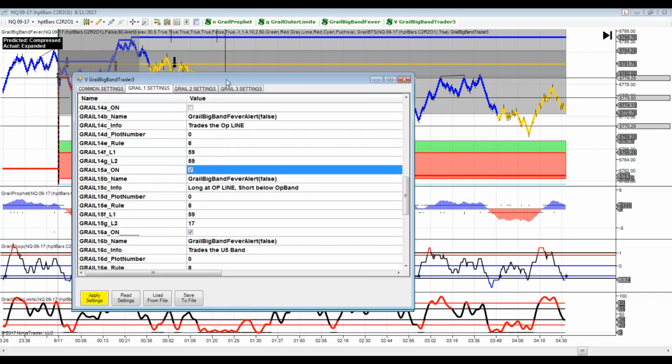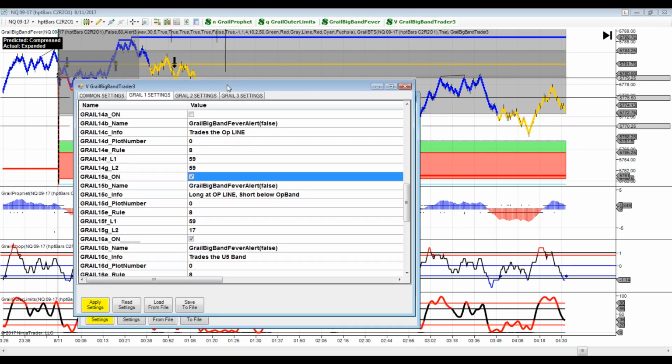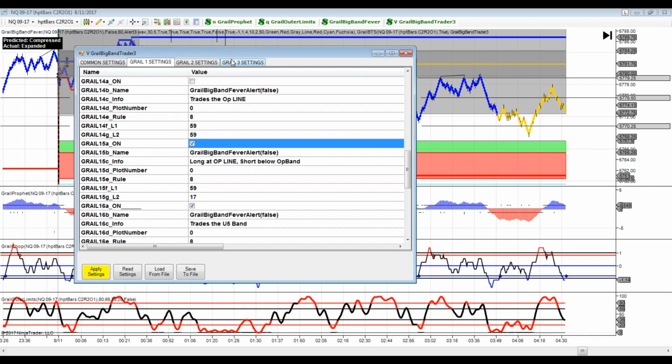There's a way to set the opposite as well, but I'm not going to show that right now because later when I do the other video, training video on the Grail Trader, that one has that built in. So it has the fourth one built in.